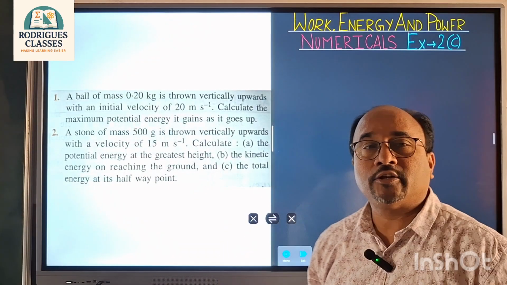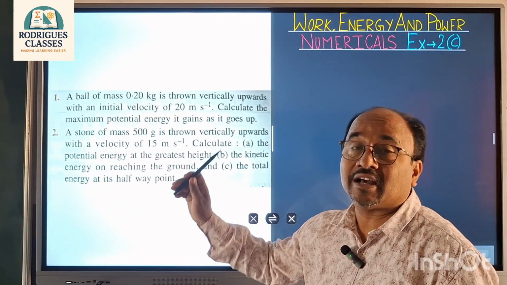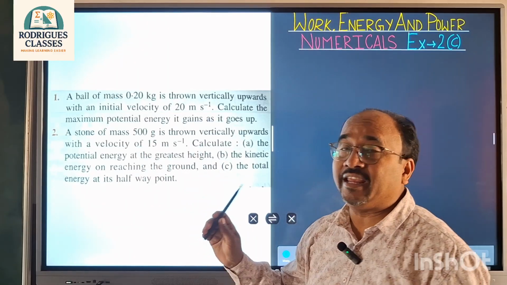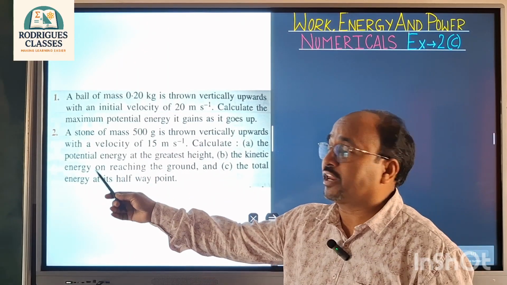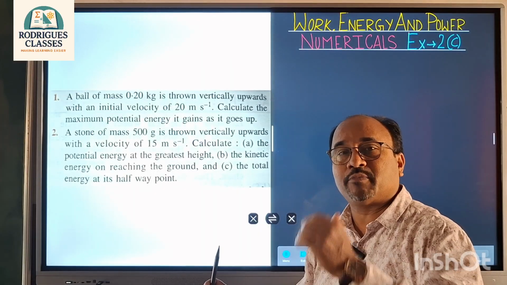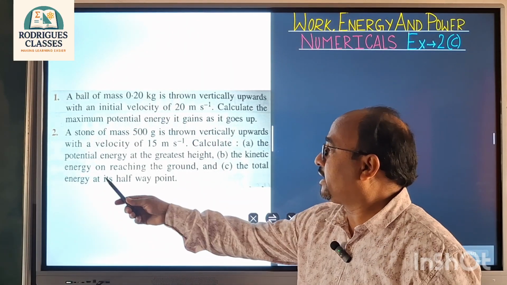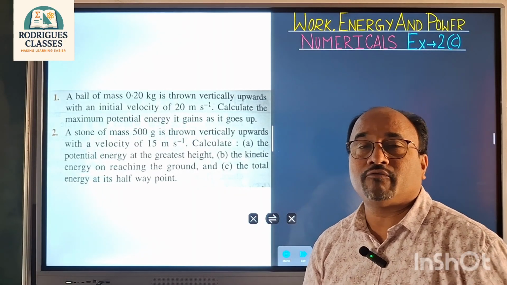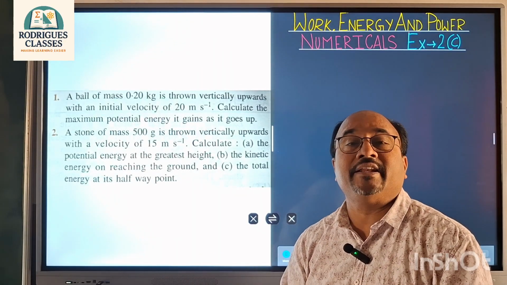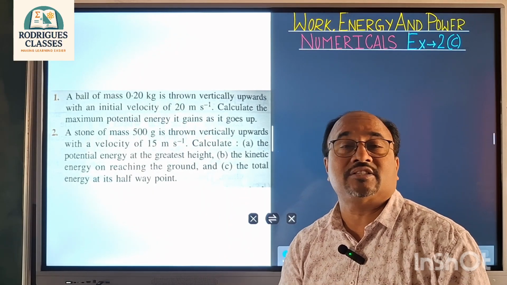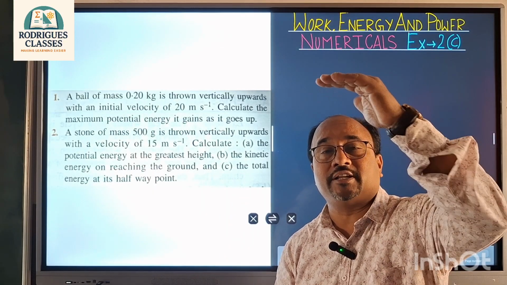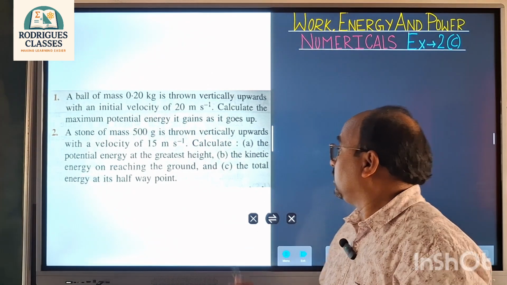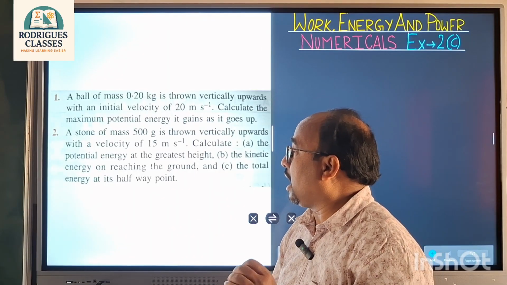Now let us take a look at numerical number 2, which says a stone of mass 500 gram is thrown vertically upwards with a velocity of 15 meter per second. Calculate the potential energy at the greatest height. So it is like the previous sum only. Then the kinetic energy on reaching the ground. Whatever was the initial kinetic energy, that only will be the kinetic energy when it reaches the ground. Or to say, whatever was the potential energy at the highest point will be equal to the kinetic energy on reaching the ground. And then the total energy at its halfway point.